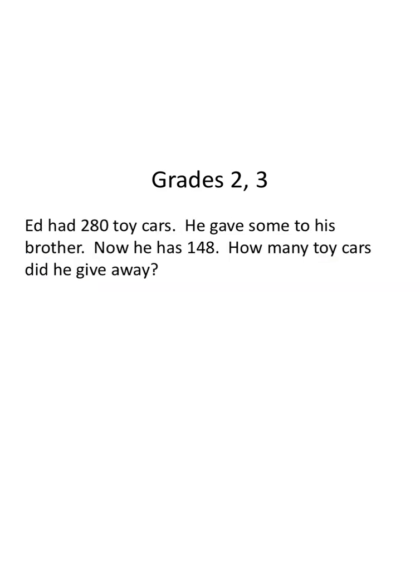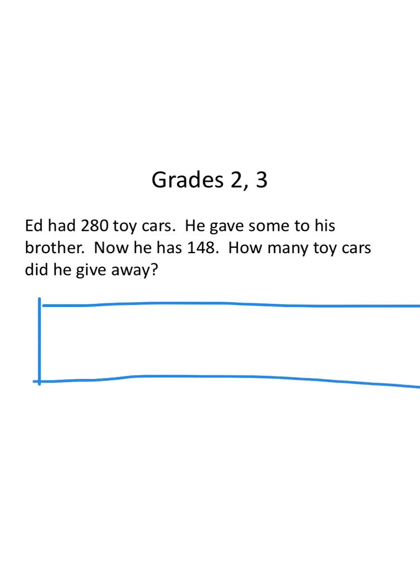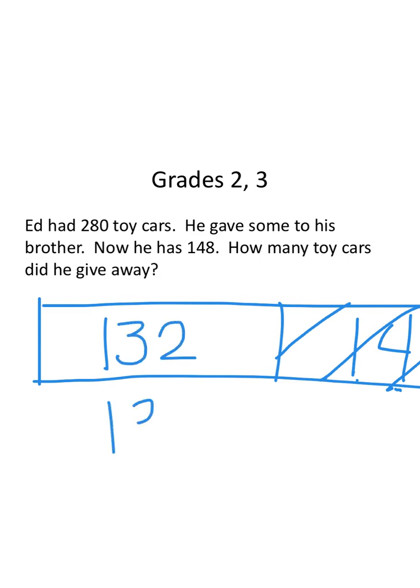Okay, Ed had 280 toy cards and he gave some to his brother. Now he has 148. So I start out with 280 and I give 148 away. Well, 280 minus 140 equals 140, minus another 8 equals 132. So he has 132 cards.